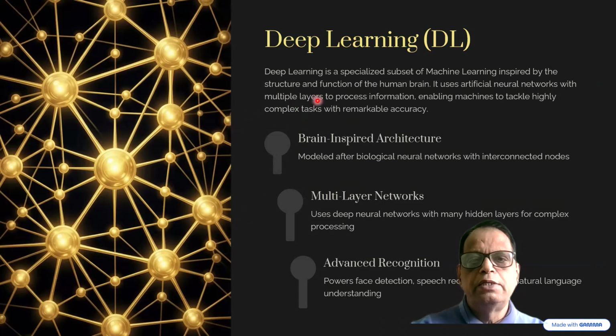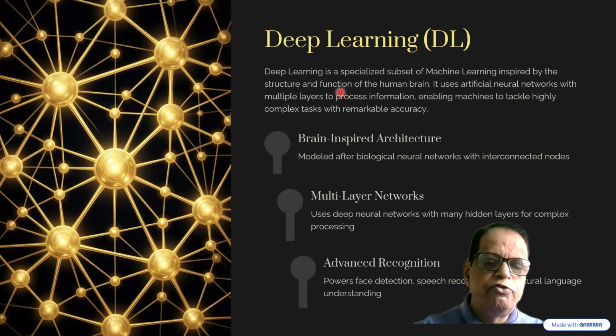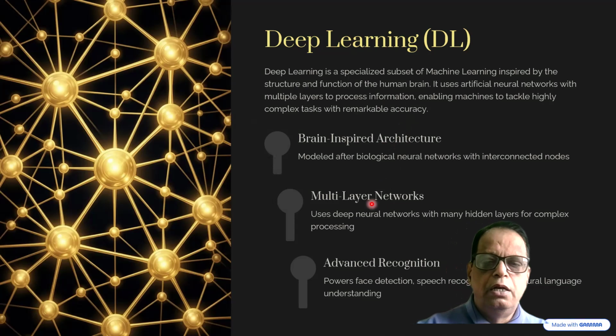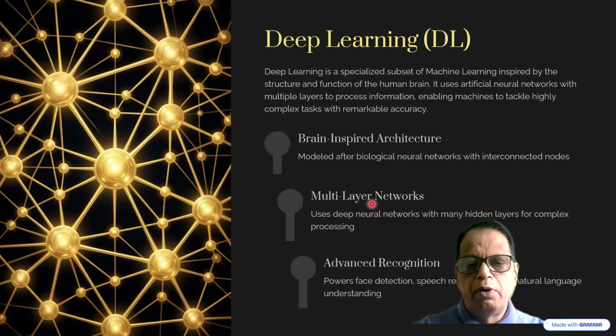Deep learning, you can say, is a specialized subset of machine learning that is inspired by the structure and function of the human brain. So it is just like the human brain. It makes use of neural networks where multiple layers process the information. So basically, deep learning is a brain-inspired architecture, and it has a multiple-layer network, and it can perform advanced recognition.